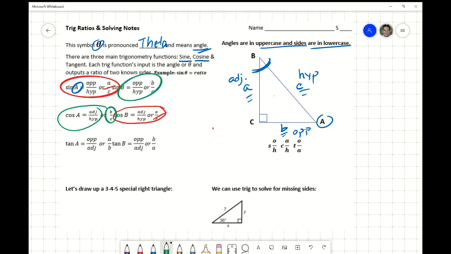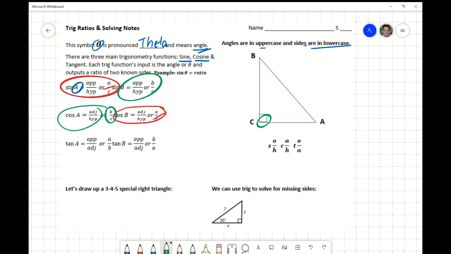Okay, so we can write that down. We can say sine A is equal to cosine B. We can say cosine B is equal to sine of A. That will always be the case in any right triangle. So what you come away with here is this association.